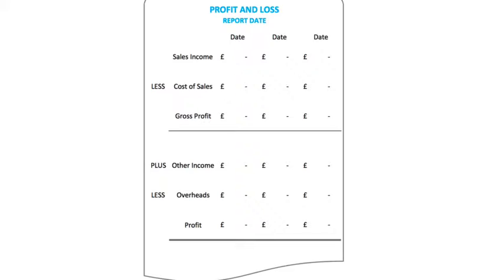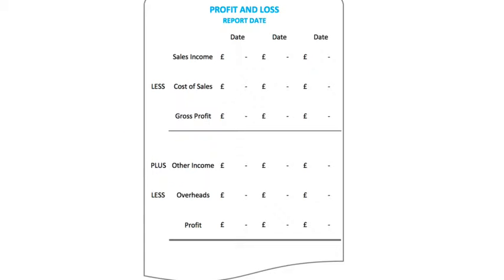Your sales income is simply any source of income which relates to the trading activity of your business. Your cost of sales are costs which directly relate to your sales income. These are variable as they change with the level of sales. The result of your sales less your cost of sales will give you your gross profit or your margin.